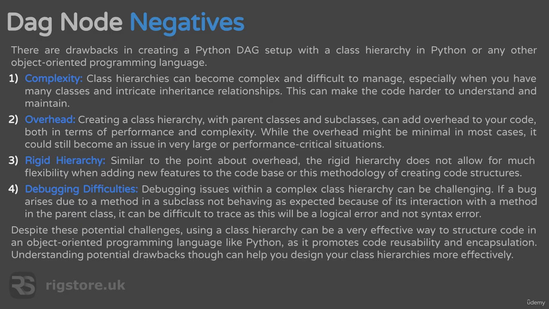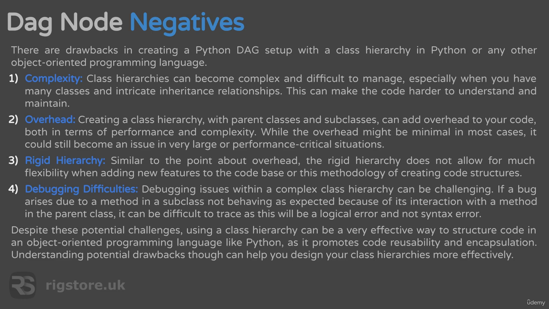Number 4, debugging difficulties. Debugging issues within a complex class hierarchy can be challenging. If a bug arises due to a method in a subclass not behaving as expected because of its interaction with a method in a parent class, it can be difficult to trace back, as some of these might be logical errors and not syntax errors. As we've already shown within our tutorials, syntax errors will pop up and give you an exact error message to tell you where to look. But logical errors rely on your knowledge of Python and how it works to correct.